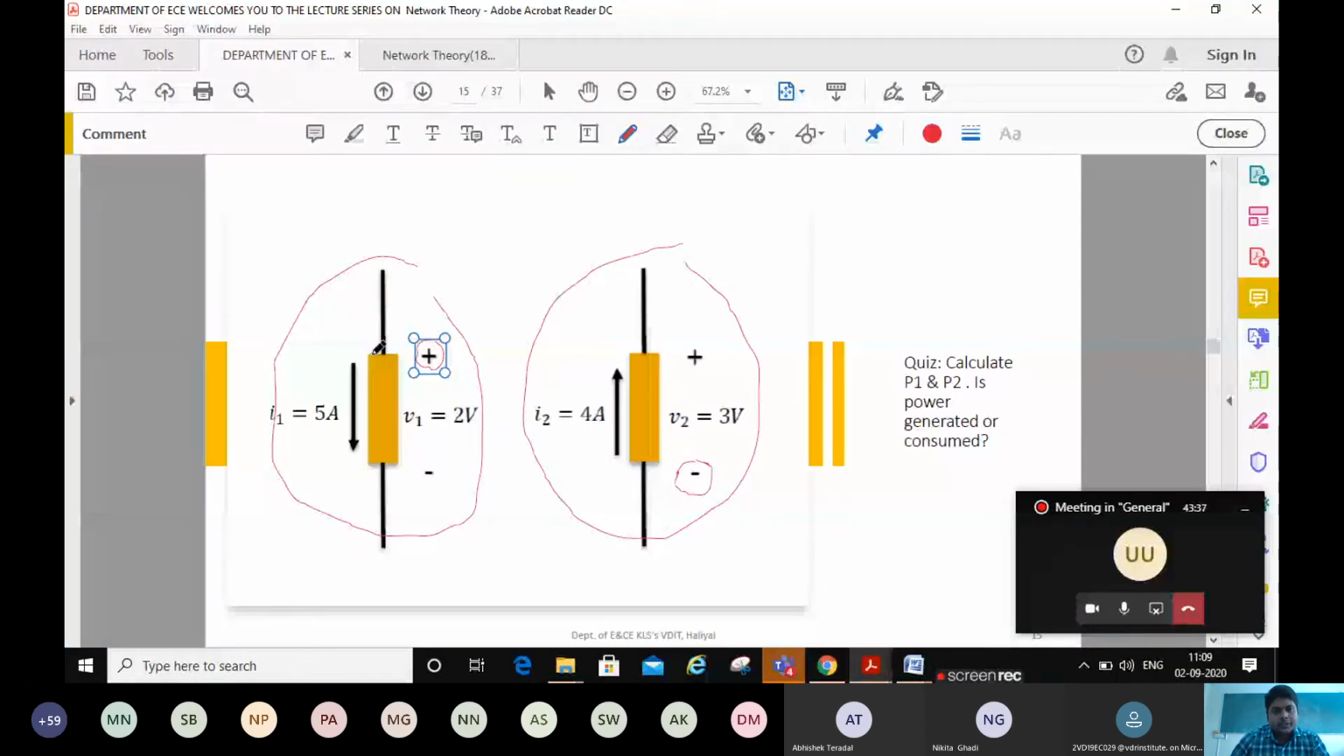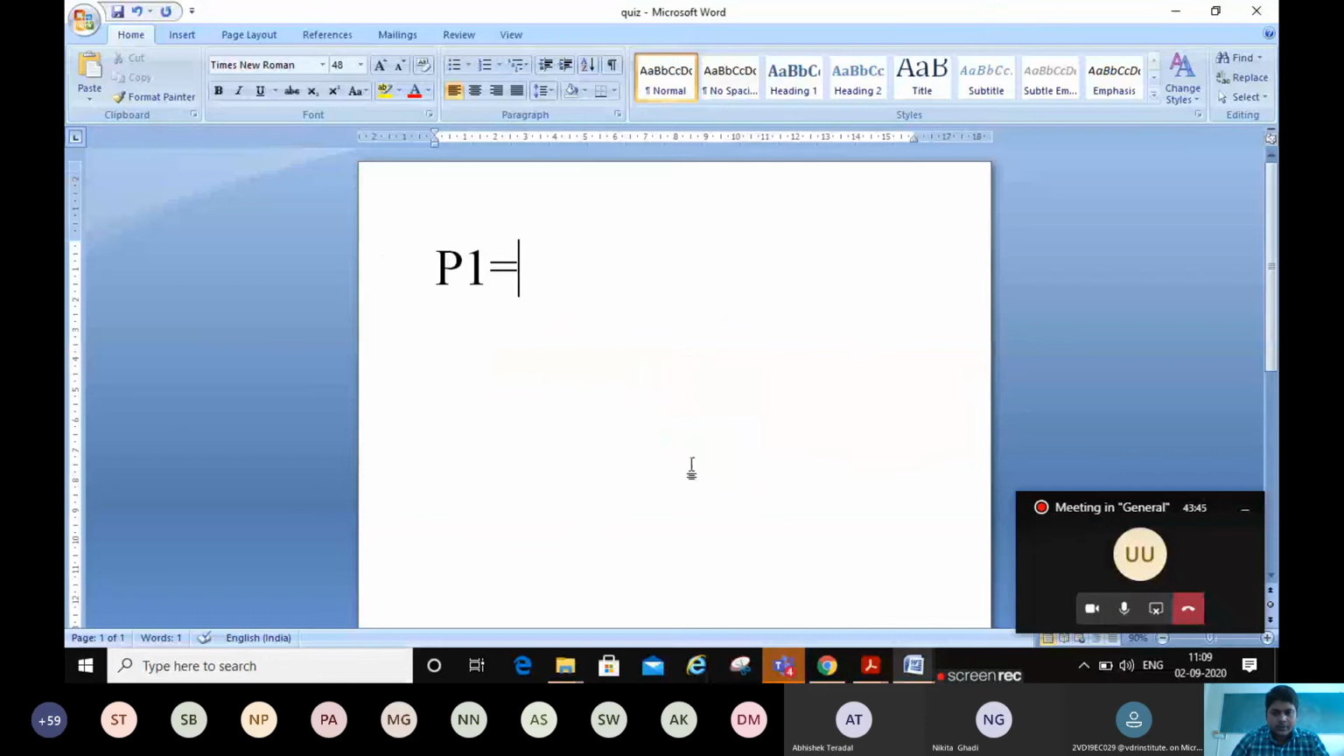Current is entering the positive terminal, so take the current as plus, and voltage is plus 2 volts. So this is going to give us 2 into 5, which is plus 10 watts. Plus 10 watts means it is consuming. Don't get confused here. This particular element is consuming the power.